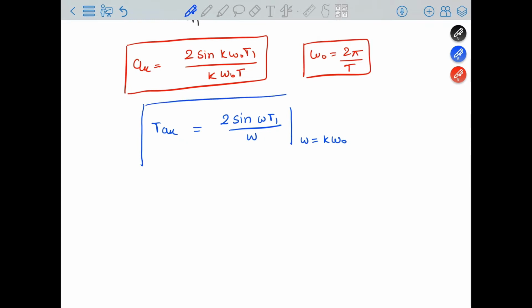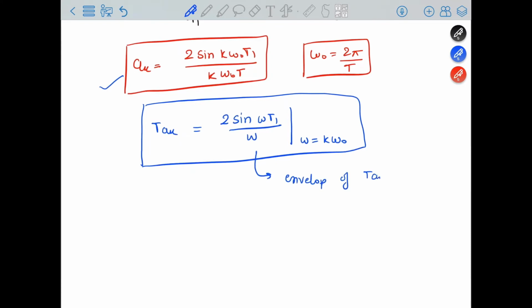So, this is an alternate way to represent this expression. This expression shows that every coefficient is discrete. For every value of k, we will get a coefficient, and here what we are saying is that we will take a continuous signal, that is 2 sin omega t1 by omega, and we will take the sample of that envelope at every value of k, that is omega equals k omega naught, and that is the alternate way to represent it. So, this expression is the envelope of T a k, and a k is your samples of these functions.